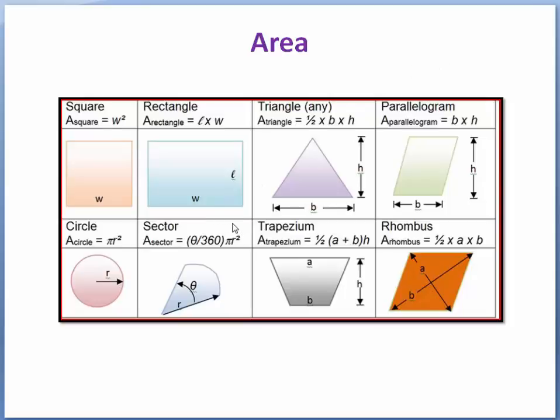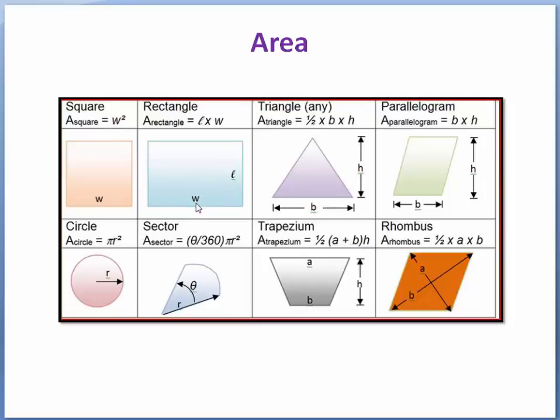In an exam we can be asked the areas of a square, rectangle, triangle, parallelogram, etc. And there's no two ways about it, you just got to know these formulas or how to work the formulas out. So for a square with this length w, the area is w multiplied by w, which is w squared.